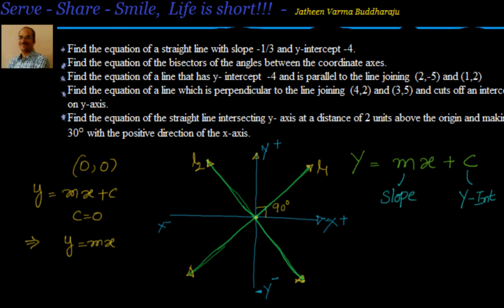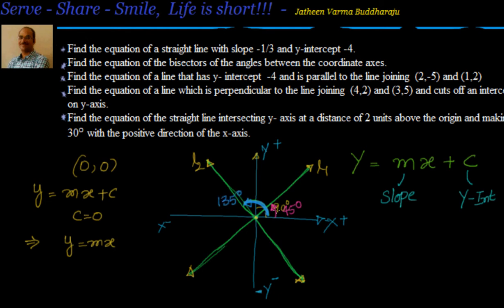Now what is the slope? Let's look at the first one. If you look at L1, the angle is 45 degrees. The inclination is 45 degrees. If you look at L2, the angle is 90 plus 45, nothing but equal to 135 degrees.